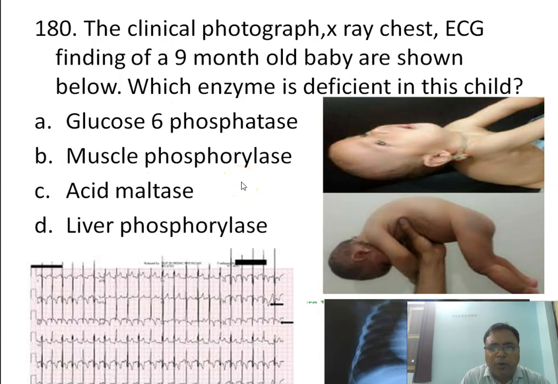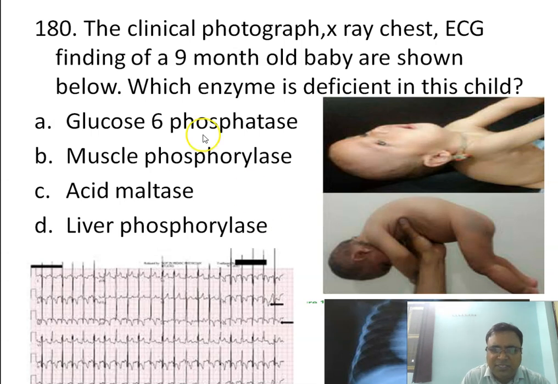Next, the clinical photograph, X-ray chest, ECG finding of a 9-month-old baby. Which enzyme is deficient in this case? What we are getting? This is hypotonia. What are you getting? This is your cardiomegaly. What you are getting? This is your short PR interval. Then hypotonia, short PR interval, and cardiomegaly. The most probable diagnosis is Pompe's disease.